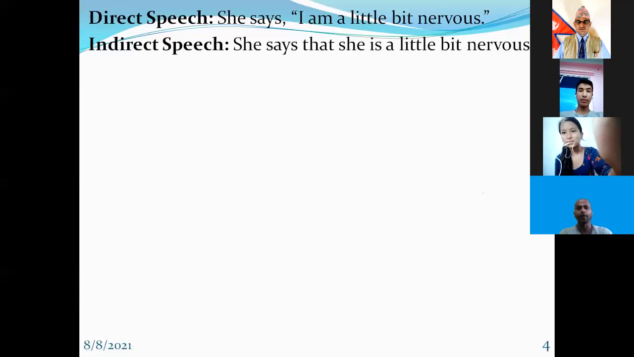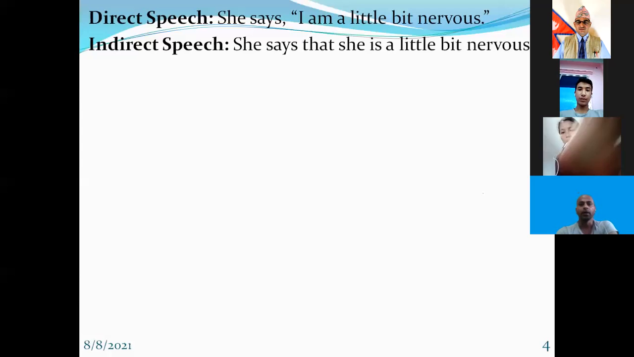Well, look at the reporting verb. If the reporting verb is said to, you can change it into told. Says to changes into tell, but says remains says.